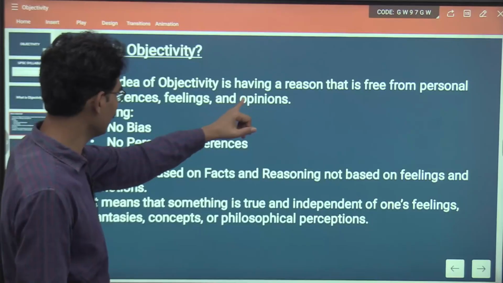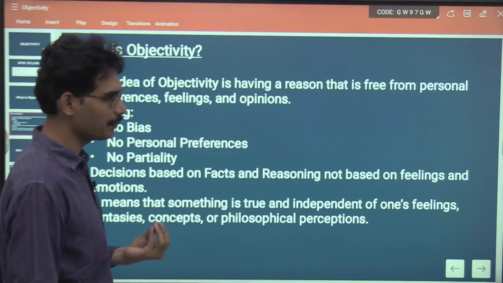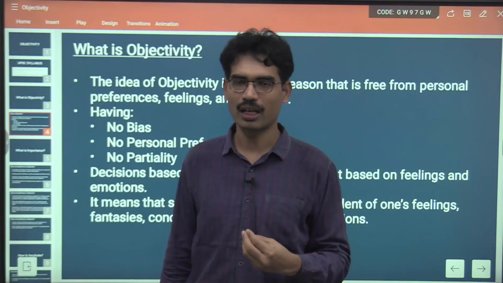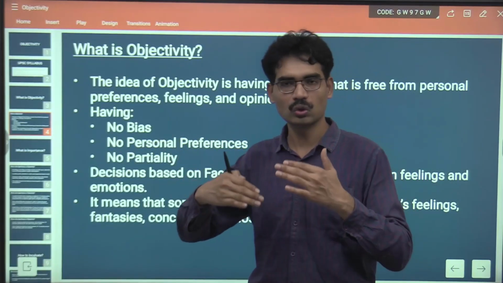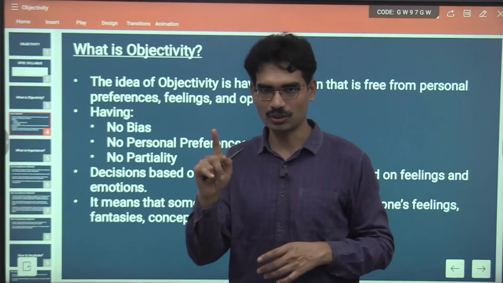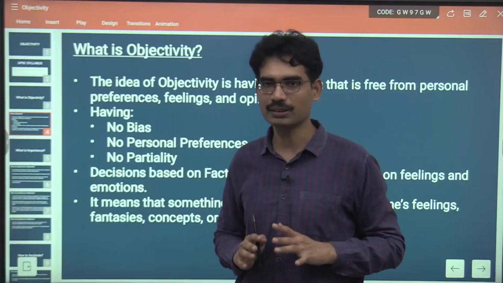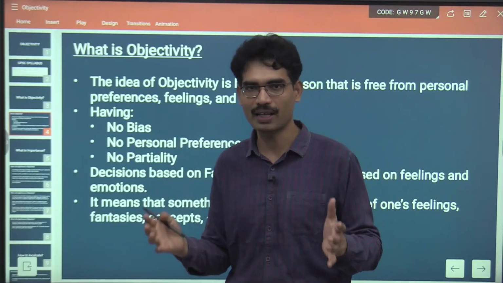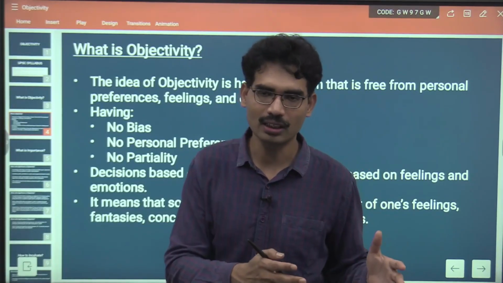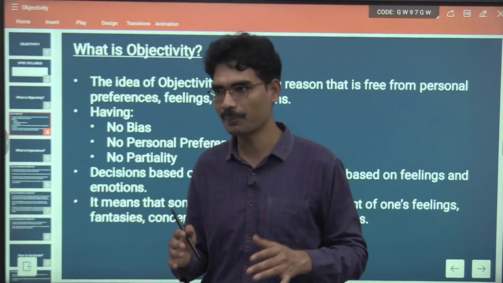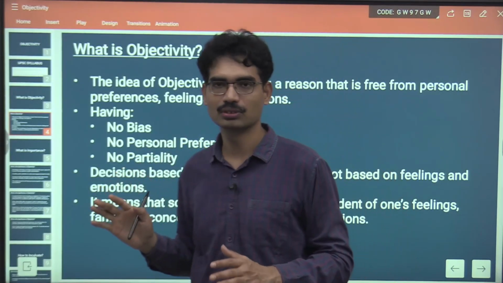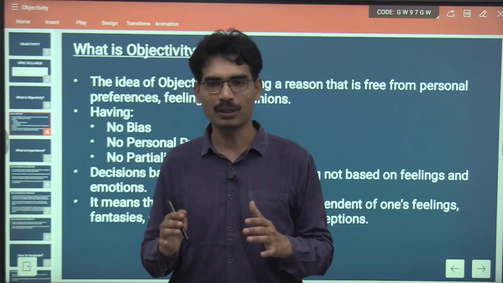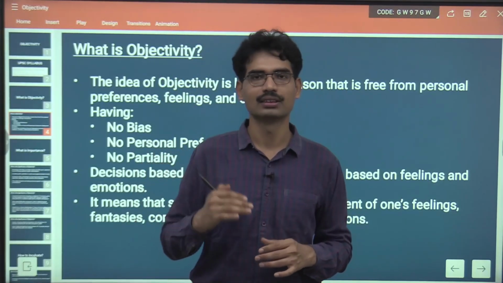Preferences, feelings and opinions. Having this means simply one should not have any bias towards any person. That means to harm any person, one should not do that. To favor some person, no one should do. So, that is what bias is. Either to favor or to harm, that should not be done. No personal preferences, no partiality. This is how people should purely go by objectivity.